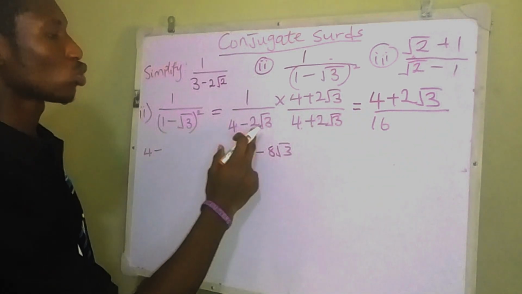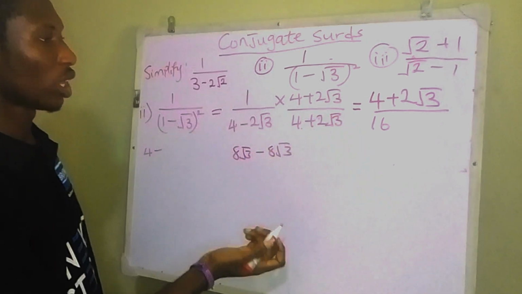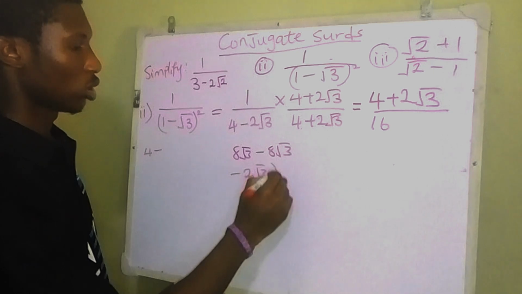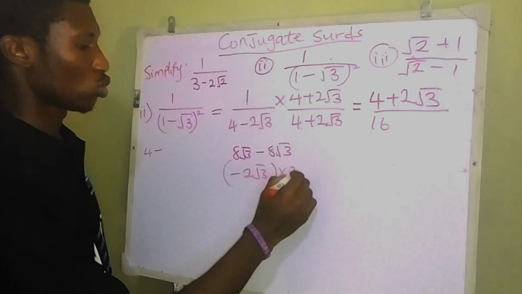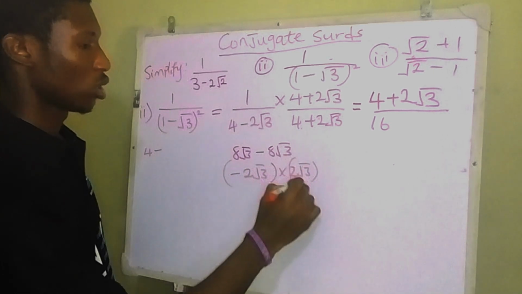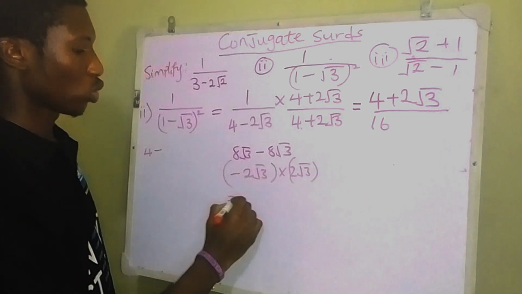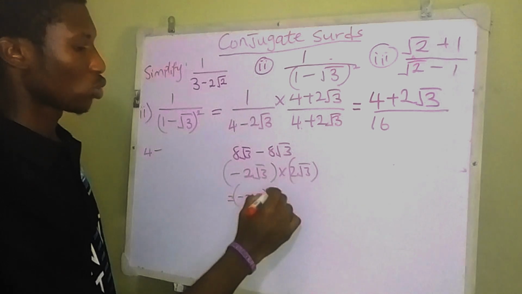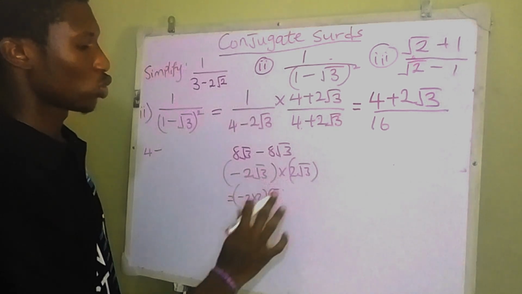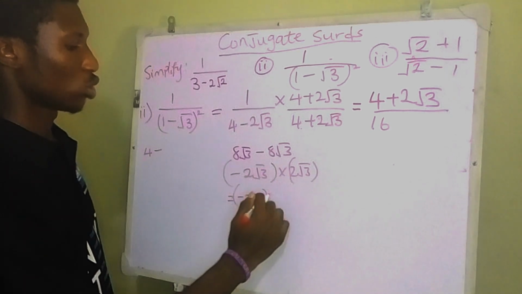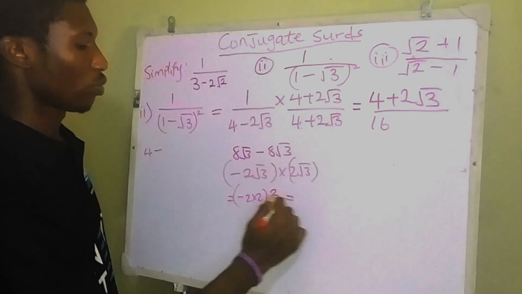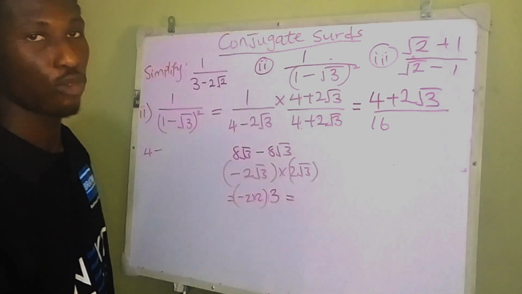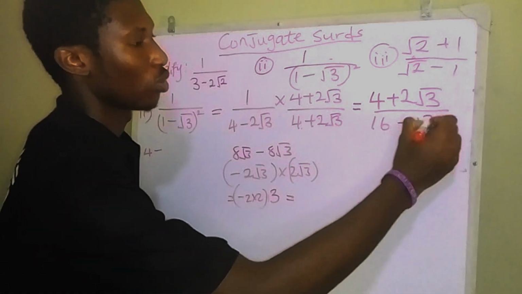You can just say minus 2 square root of 3 times plus 2 square root of 3. Based on our multiplication rule, we do it like this, times 2 square root of 3. What we'll do is minus 2 times 2, and square root of 3 times square root of 3 will give us 3. So minus 2 times 2 gives us negative 4, and negative 4 times 3 gives us negative 12. So we are going to have negative 12 over here.